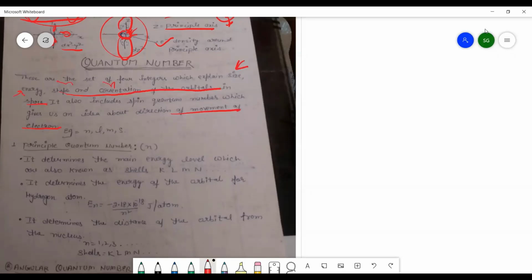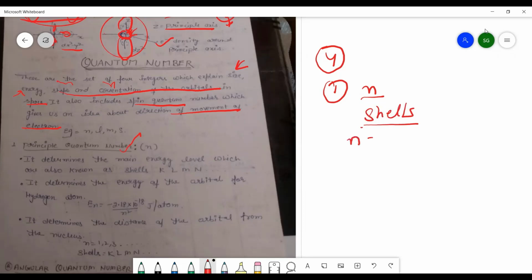For the movement of electrons, the quantum number is the spin quantum number, and there are a total of 4 quantum numbers. The first quantum number is the principal quantum number, which is designated by the symbol n. n is also known as shells, that is, the energy levels. n is an integer 1, 2, 3 and so on, and these are K, L, M, N. So these are the shells, denoted by n, and this is called the principal quantum number.